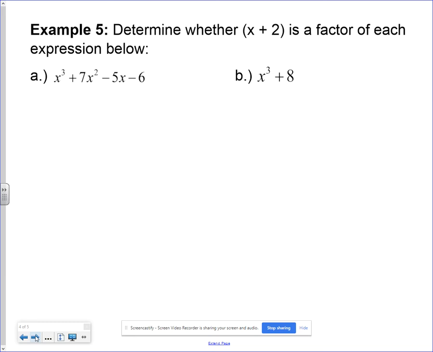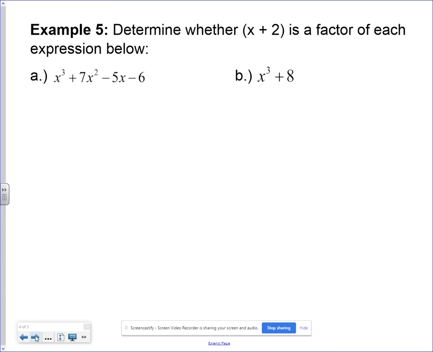So, example 5 here. It says determine if x plus 2 is a factor of the expression below. Now, if you remember back to yesterday's lesson, how do I know if something's a factor of it if I use long division? If the remainder is 0, then it's a factor. Remember, if the remainder turns out to be 0, then what you're dividing by is a factor of it. But if the remainder is like 2 or negative 10, then it's not a factor of it. It doesn't factor into it evenly. That's why it has a remainder.